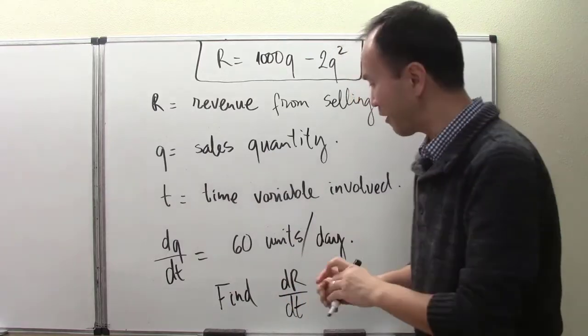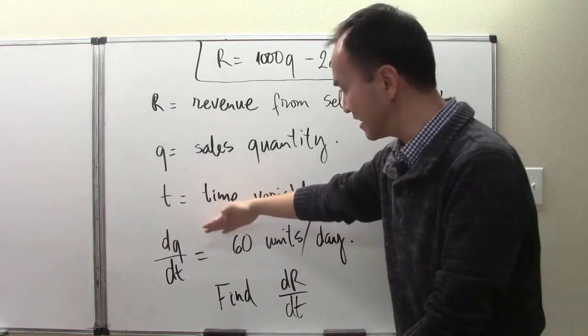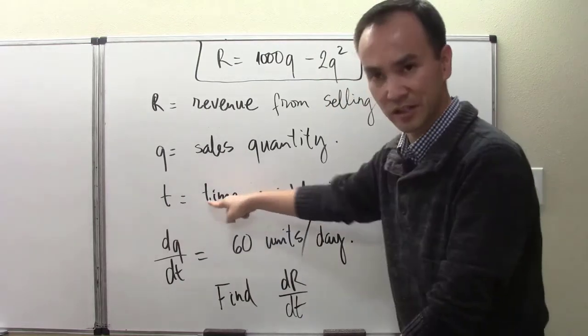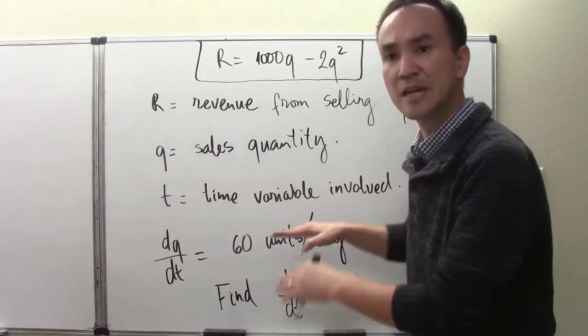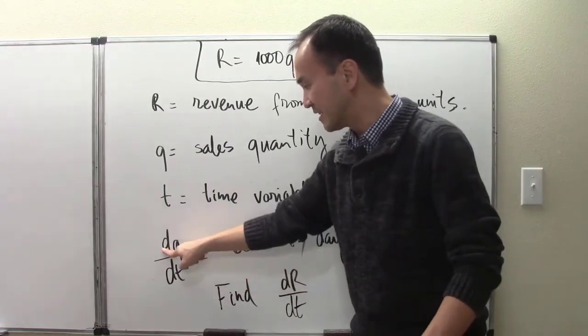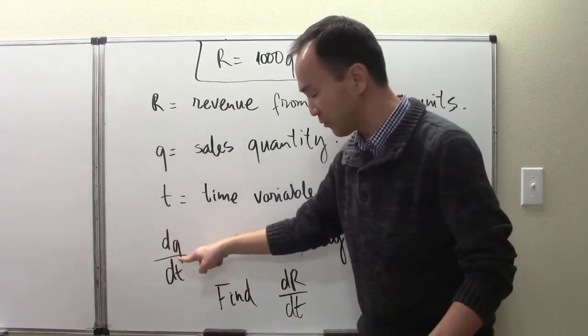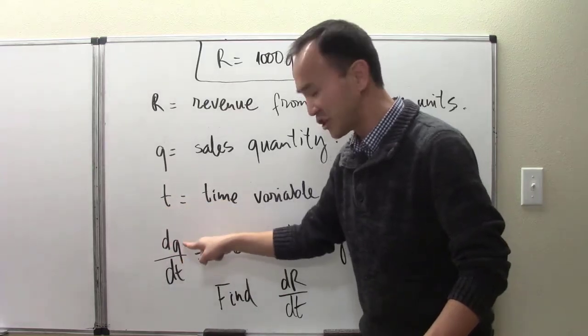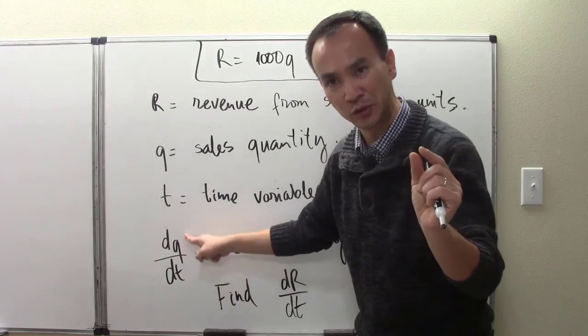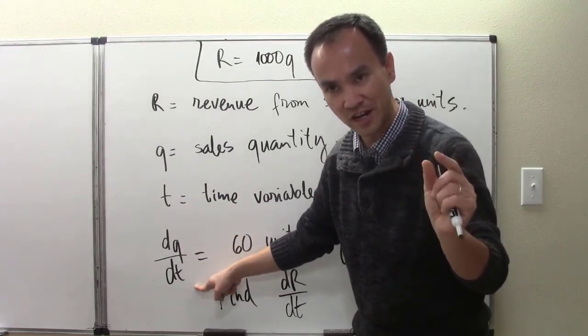And I already pointed out earlier that any change in this problem is with respect to the time variable that's implicitly involved here. And earlier I explained that in this problem, the change in sales is a change with respect to the time variable. It's a rate with respect to the time variable.